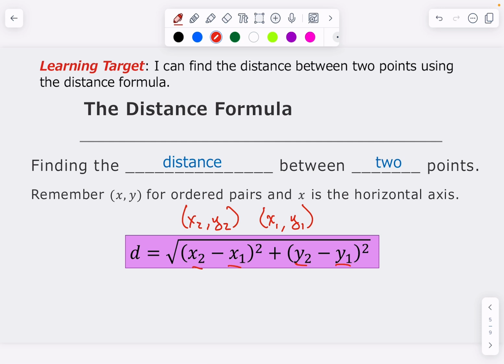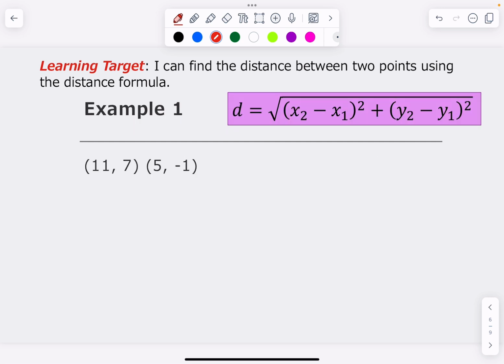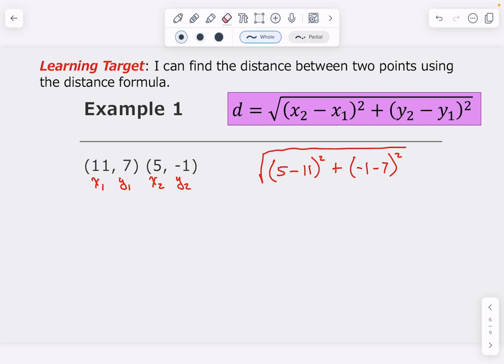So, starting with number one, my first 2 points are 11, 7, and 5, negative 1. So I'm just going to designate this as x1, this as y1, this is x2, this is y2. So plugging x2 in, I have 5 minus x1, which is 11. That's going to be squared. Then I'm going to take y2, which is negative 1, and I'm going to subtract 7, y1, and then I'll square that. Now this is all underneath a radical, so you need to include that.